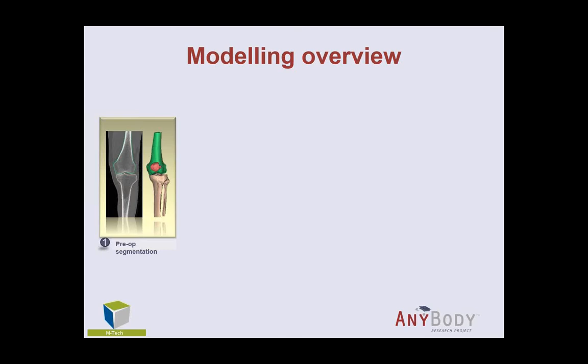So what did we do? How did we go about this? I'll try to give an overview of our whole modeling setup. It's a little too involved to go into all the details, but I'll try to give an overview of what we did. So we started with segmentation of the pre-op bones from CT here, and we did this in Mimics.